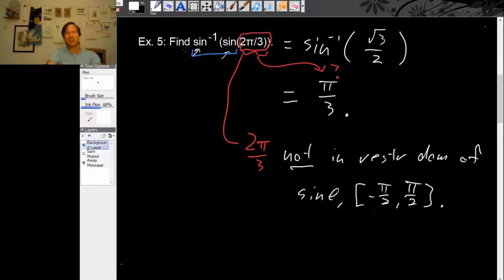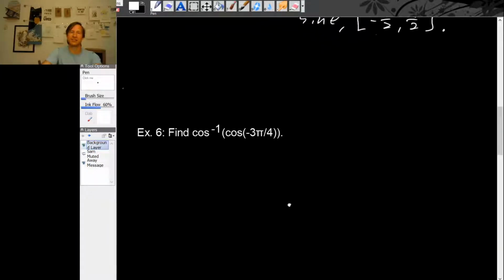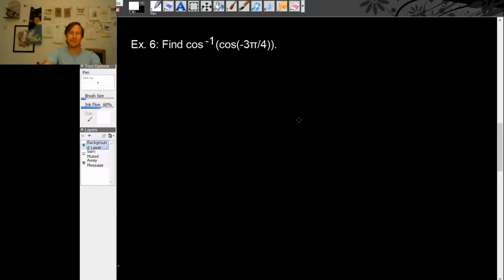So the upshot of this is, if you have a trig function inside of its inverse function like this, you have to be careful about whether your angle is in the restricted domain or not. If it's not in the restricted domain, you can't just cancel those functions. So let's see how that works for cosine and tangent. So here's an example with cosine.